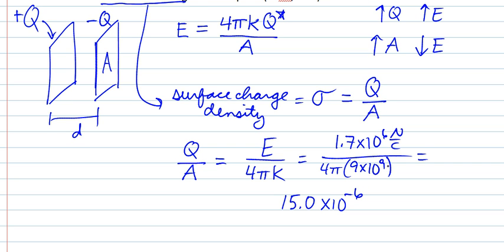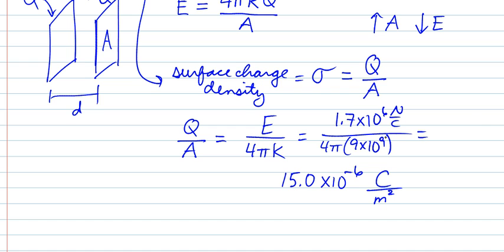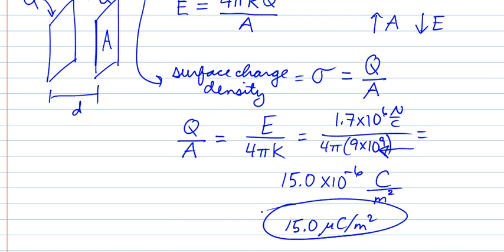If you were to keep all the units in this, you would find out that this actually has units of charge, coulombs, over area, meters squared. I'm not going to prove that right now. You just have to get in there with the units of K. And so what this tells us is that this density is 15.0 microcoulombs per meter squared. So there you go, a 3-dot problem in less than a minute.